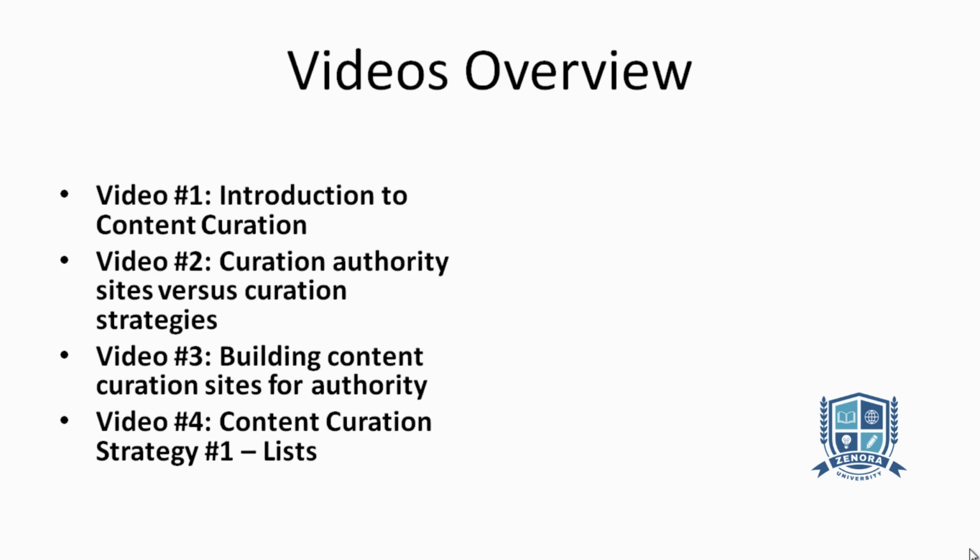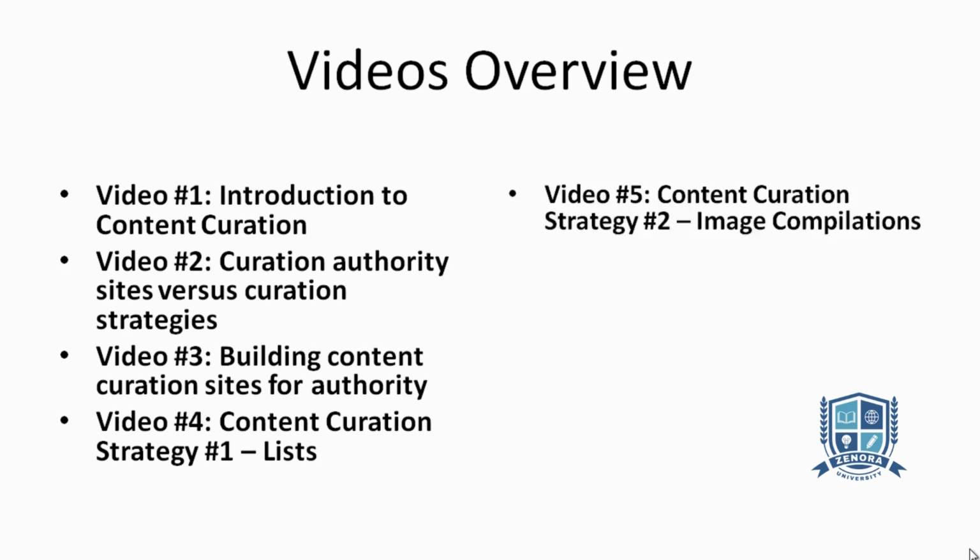So to do that, with content curation authority sites taking time, we will show you content curation strategy number 1, which will be about lists, such as finding lists of links, list compilations of different sites that relate to whatever you're trying to promote. And it'll all make a lot more sense when I actually dive into it.